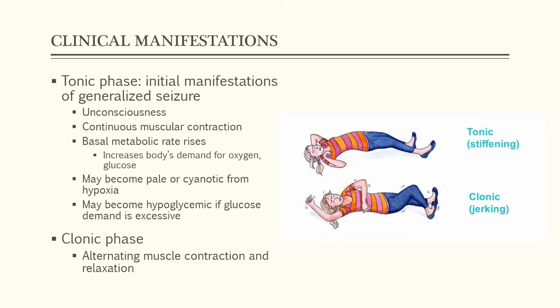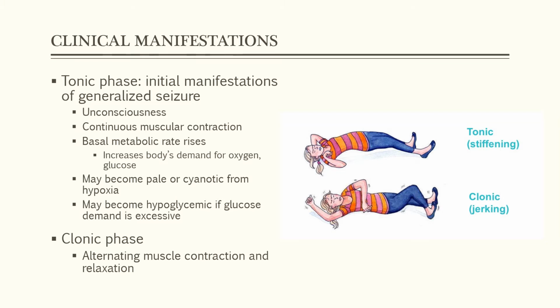The symptoms that occur with a seizure episode are important to note because they play a critical role in helping define the type of seizure and guide treatment options. The initial manifestations of the tonic phase of a generalized seizure are unconsciousness and continuous muscular contraction.